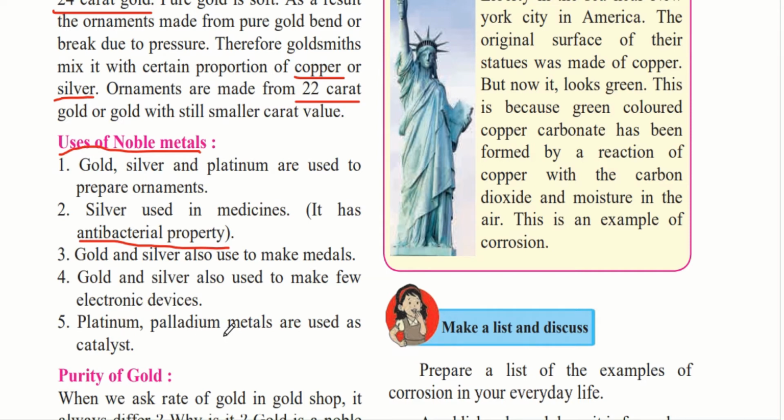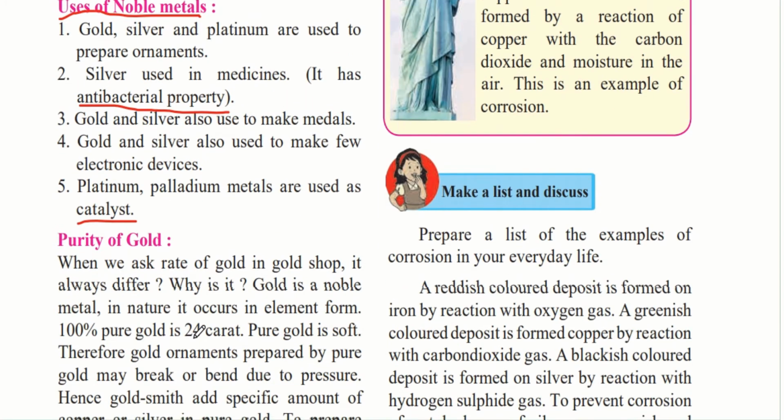Platinum and palladium metals are used as catalysts. So, when scientists are doing different experiments, they use something called a catalyst. Catalyst basically speeds up the reaction, because some reactions take many days and months. So, in order to speed up their reaction, a catalyst is used. Different reactions have different catalysts. So, platinum and palladium metals can act as certain catalysts for certain types of reactions.